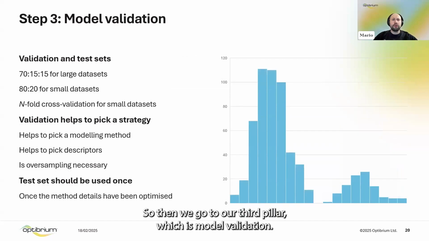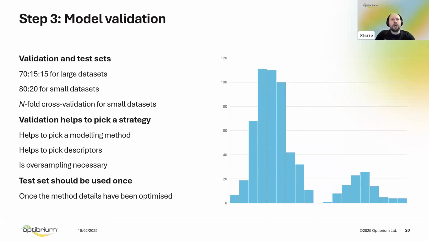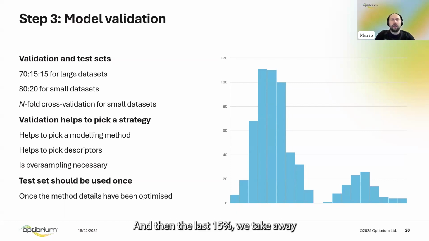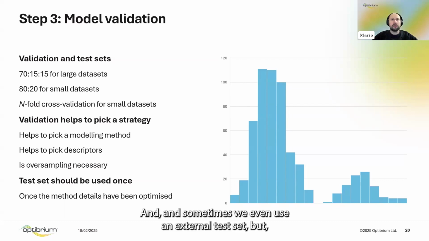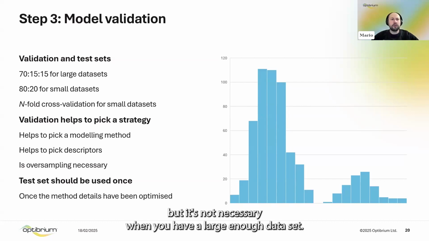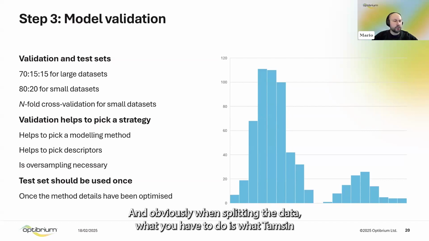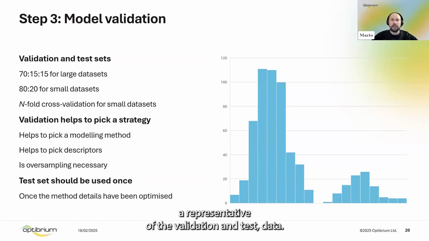So then we go to our third pillar, which is model validation. And at Optibrium, what we like to do to answer this question, which modeling methodology should we use, is we take our data set and we divide it into three. So 70% goes to training the model, 15% goes to validating the model, and then the last 15% we take away and we just don't do anything with it during the training process. And sometimes we even use an external test set, but it's not necessary when you have a large enough data set. And obviously, when splitting the data, what you have to do is what Tamsin just spoke about. You have to make sure that the training data is representative of the validation and test data.